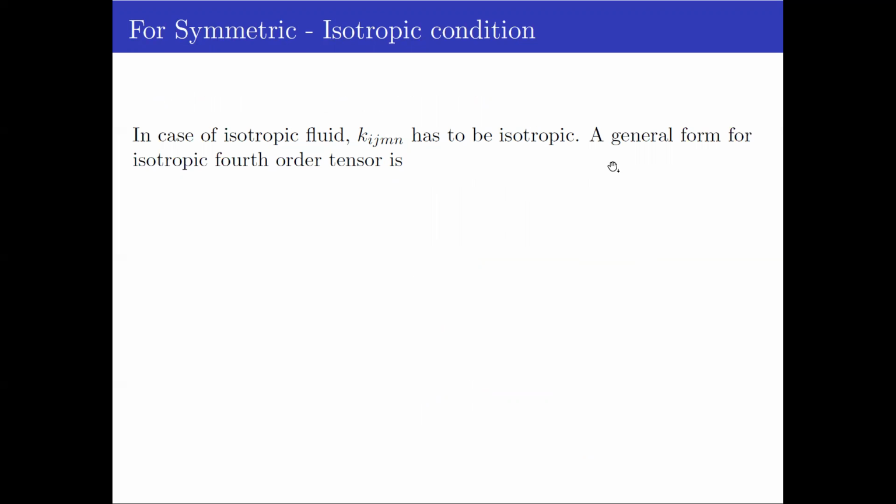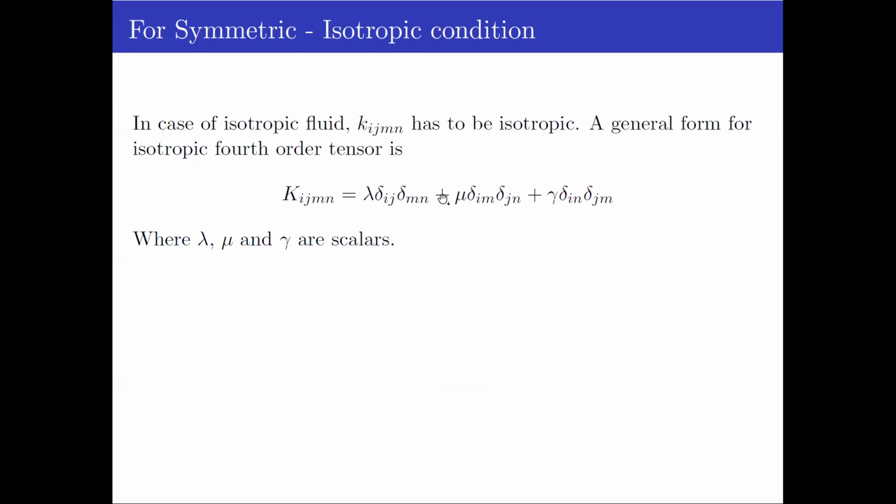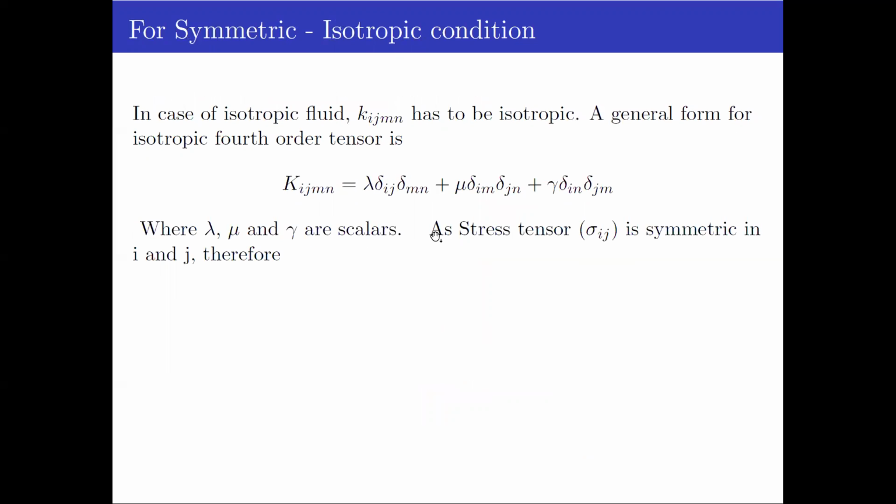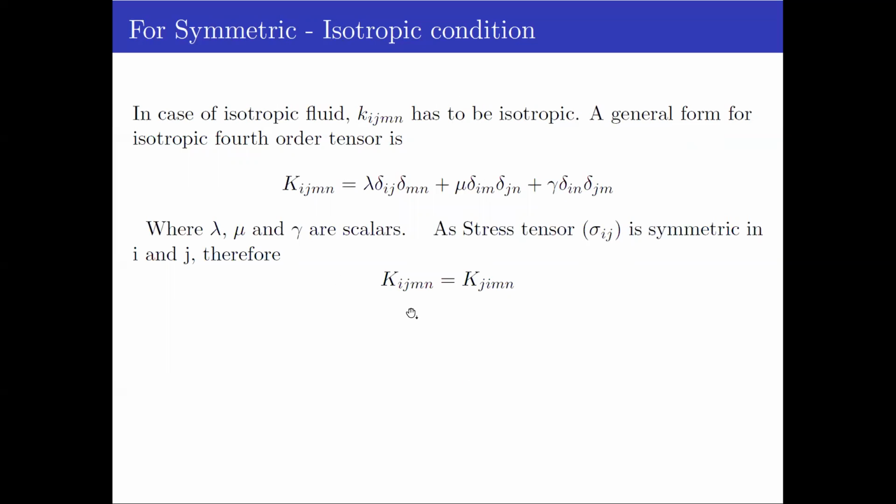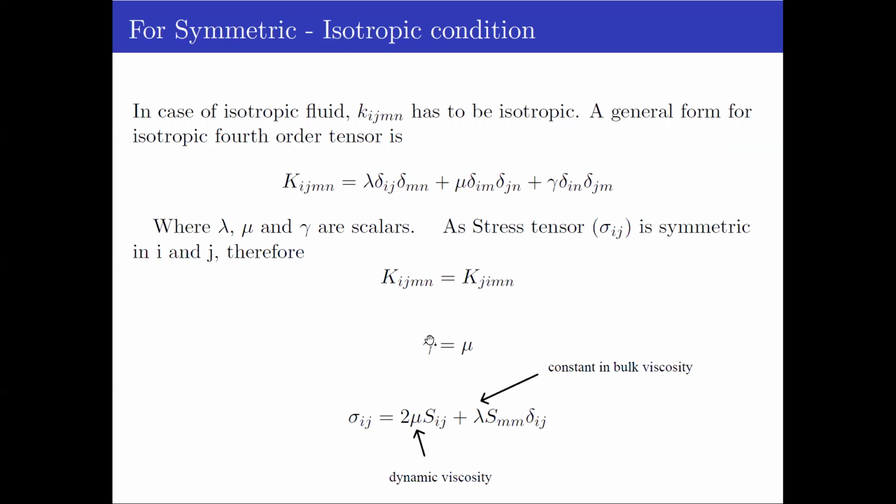Thus, for the isotropic case, this fourth order tensor will be written in terms of lambda, mu, and gamma, which are scalars. And as sigma ij is symmetric in ij, therefore K will also be symmetric in ij, so that we can write Kijmn equals Kjimn. Which will lead to the condition gamma equals mu, and our sigma ij will be simplified to mu Sij plus lambda Smm delta ij. So this mu is the dynamic viscosity and lambda is the bulk viscosity constant.